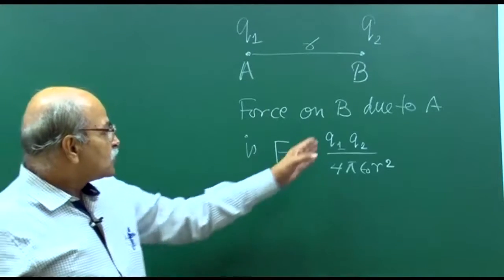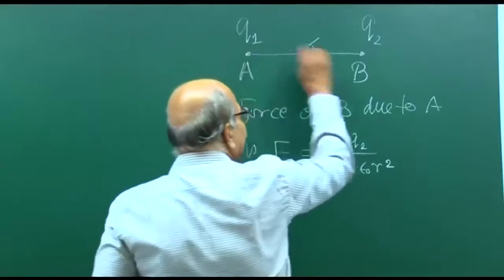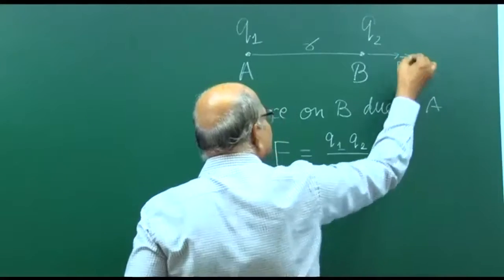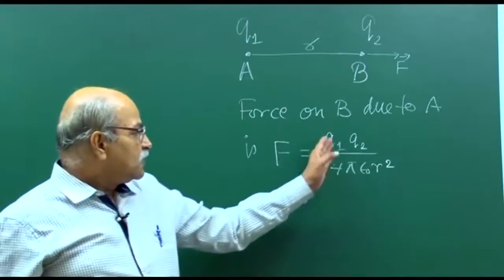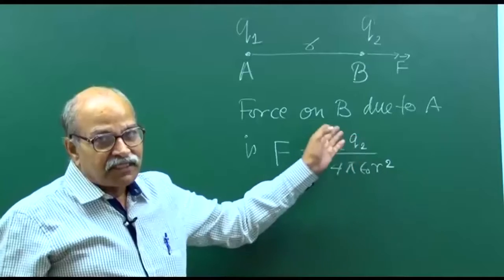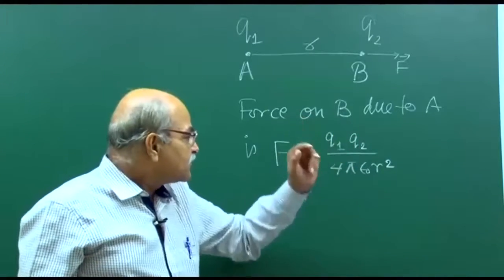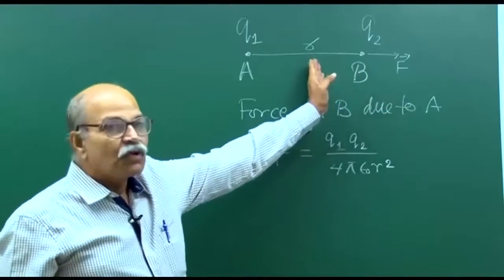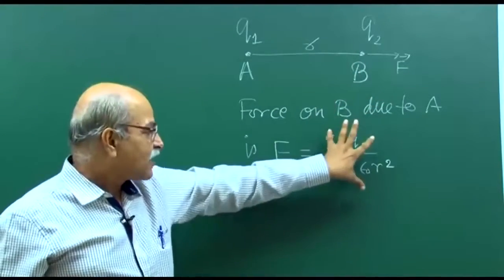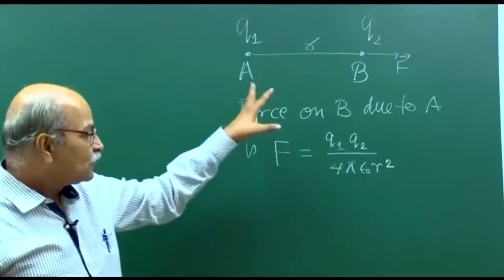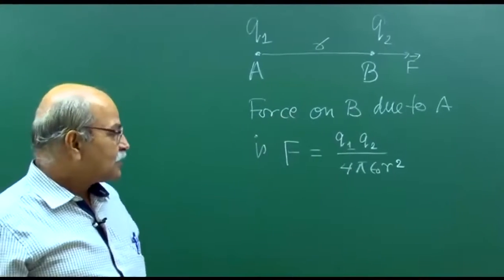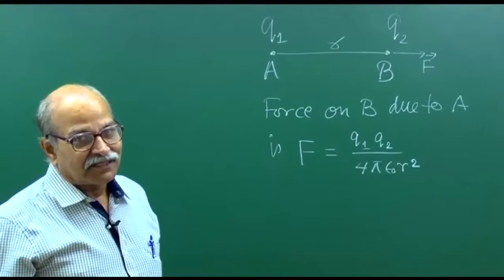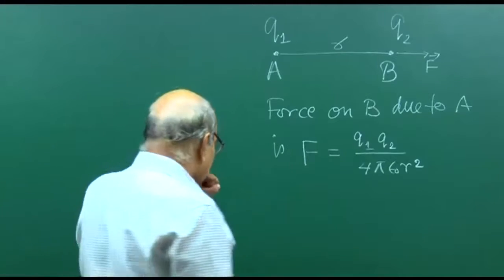And the direction of force on B will be away from A. In that case, it will be away from A. So, this will be the direction of this force. If this product is negative, one is a positive charge and the other is a negative charge, then the direction will be towards A and the magnitude will be just the magnitude of this. So, that is known as Coulomb's law. Everyone knows that is the starting point of any chapter on electrostatics. All right.